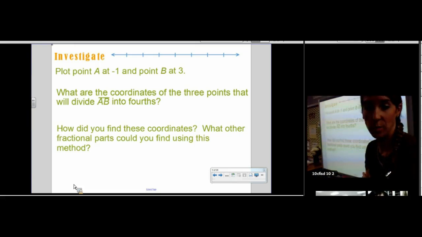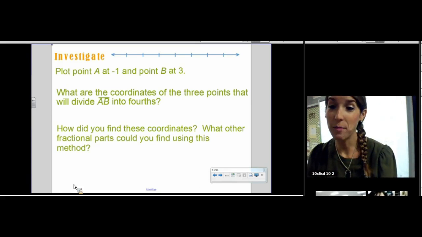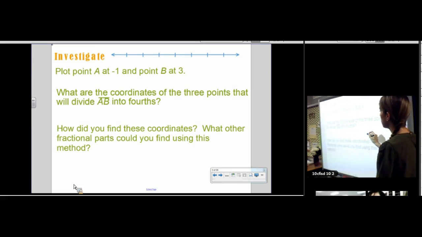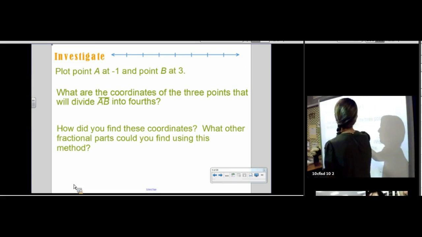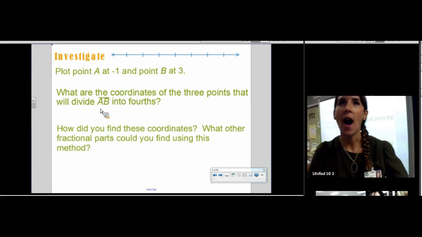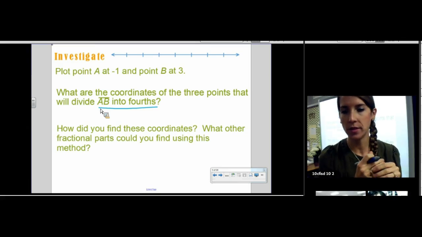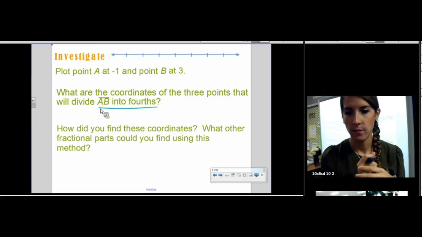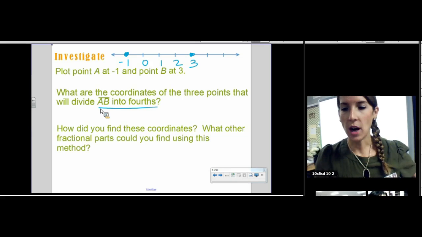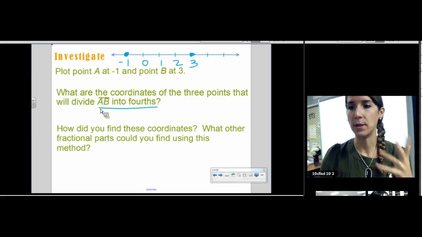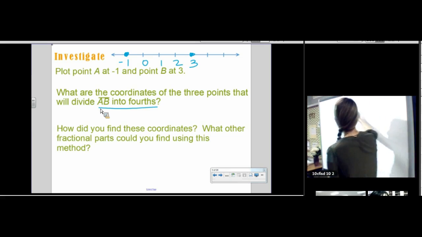You know, I don't even need you to plot this if you don't want to plot this. I want you to find the coordinates of the points that would divide AB into fourths. I just want you to think about how would I, not with a compass now, but with numbers, divide a segment into fourths numerically? Now that we've done it with a compass, we would start by finding the midpoint. What would the midpoint be between A and B? What would the midpoint be?